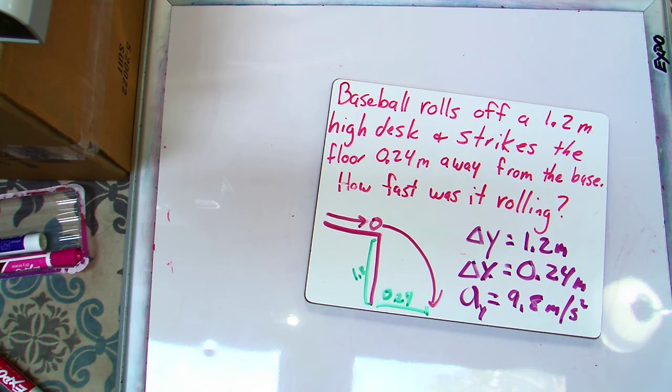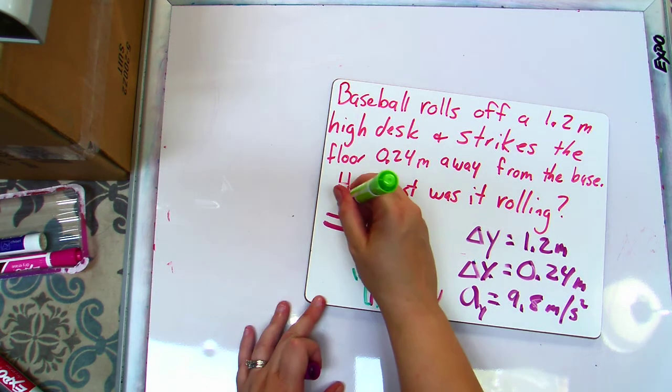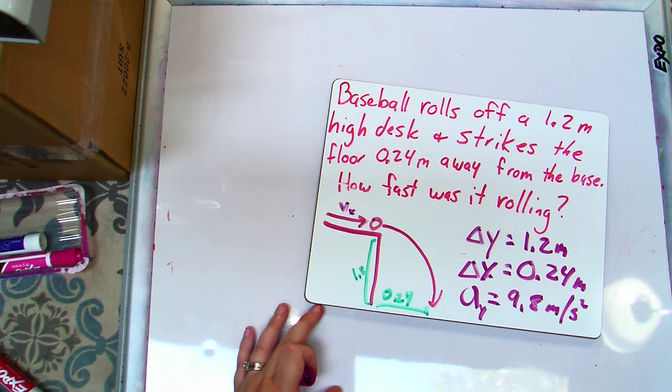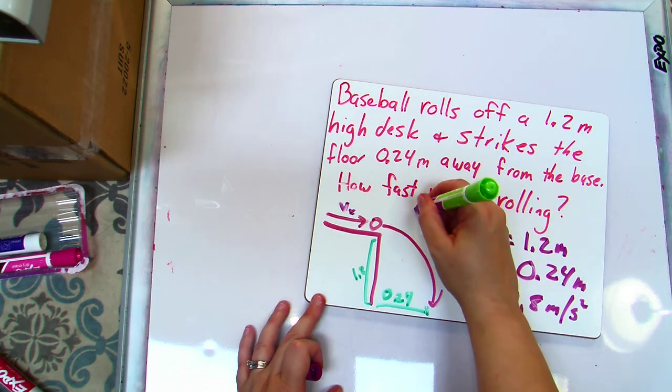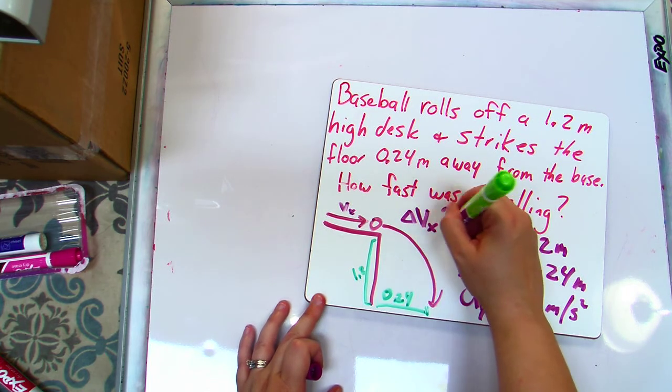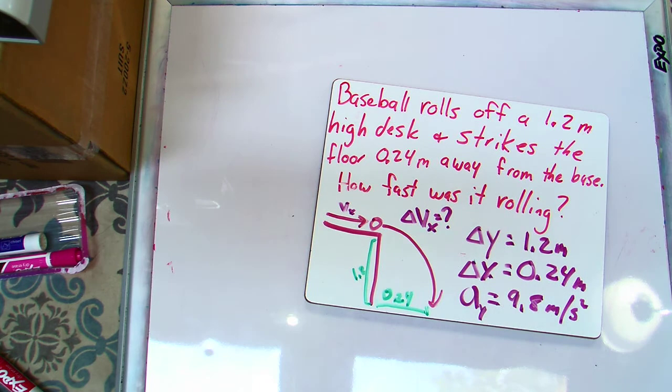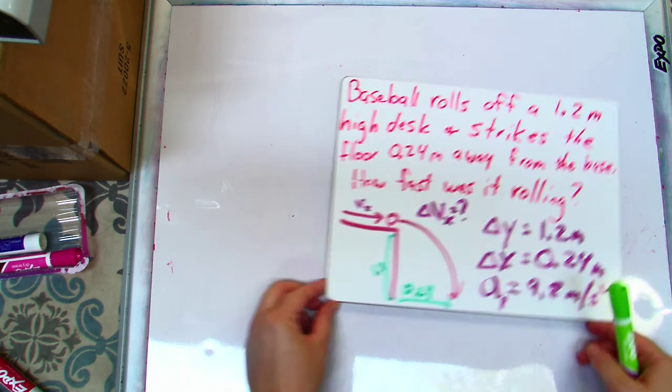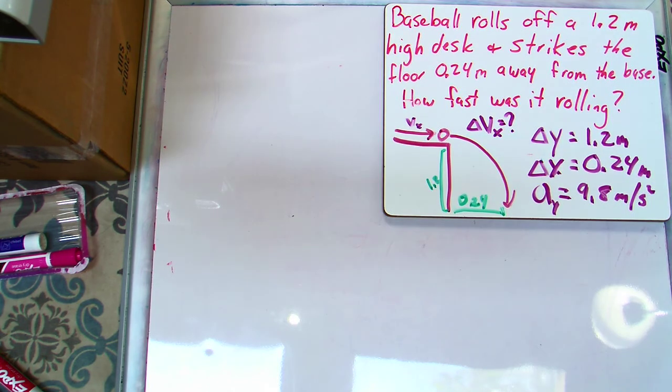But what are we trying to figure out? Well, we're trying to figure out this. How fast was it rolling? So we want to know the velocity in the x direction. Well, we have a combination of y and x values, and we can't put them all into the same equation, but we can use a couple different equations to help us solve it.